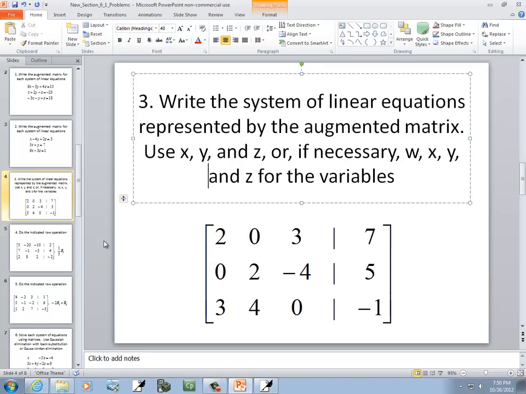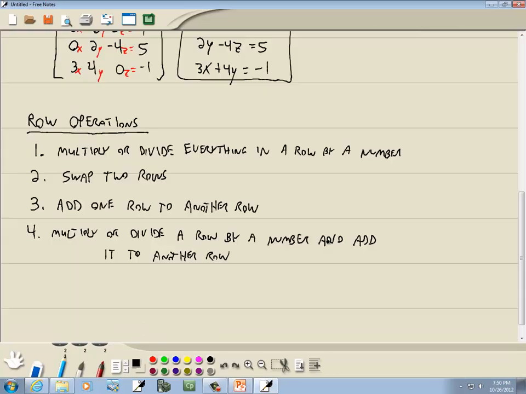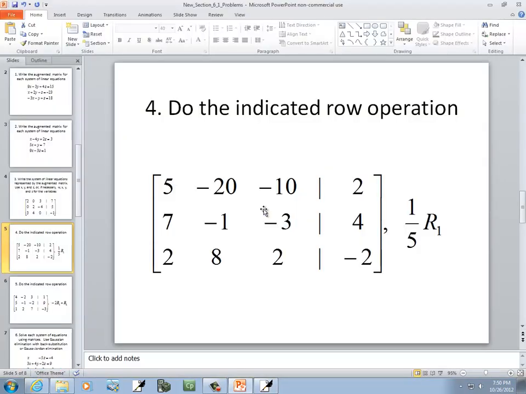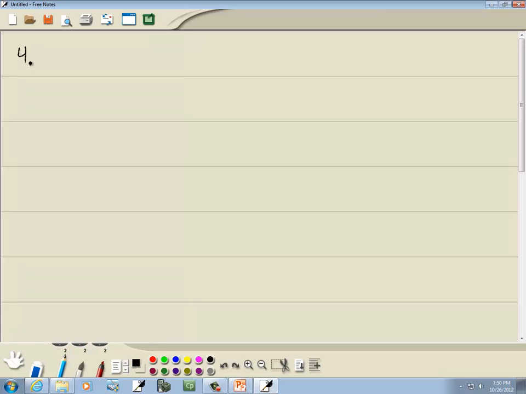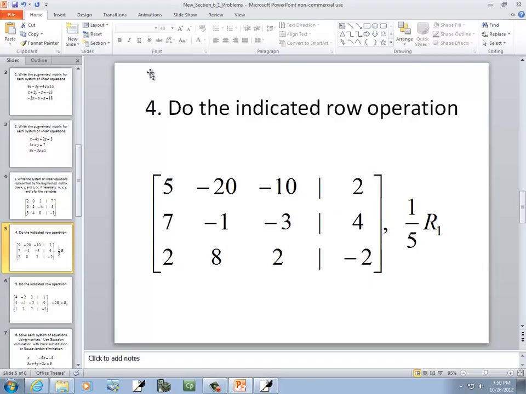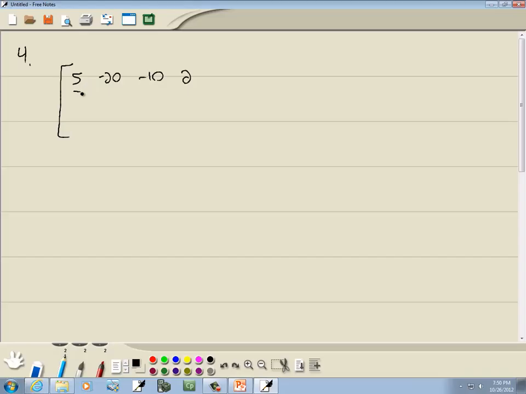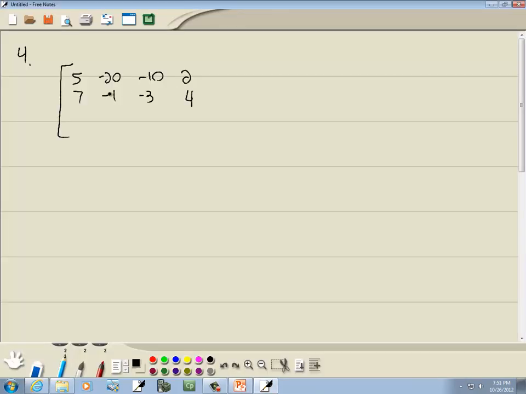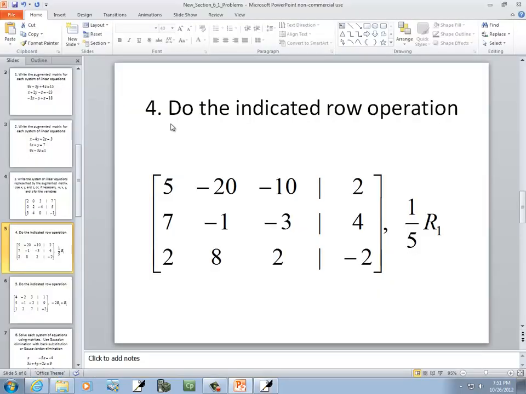Let's take a look at this problem. And let me start a new page. Okay, number 4. And we got 5, -20, -10, 2, 7, -1, -3, 4, 2, 8, 2, -2.